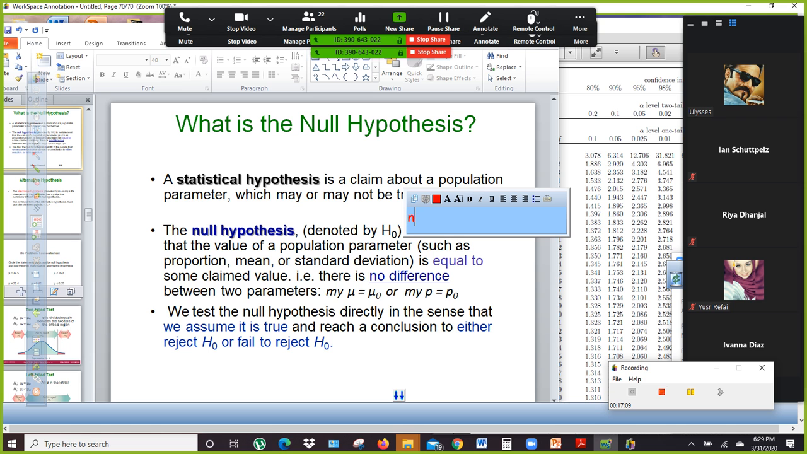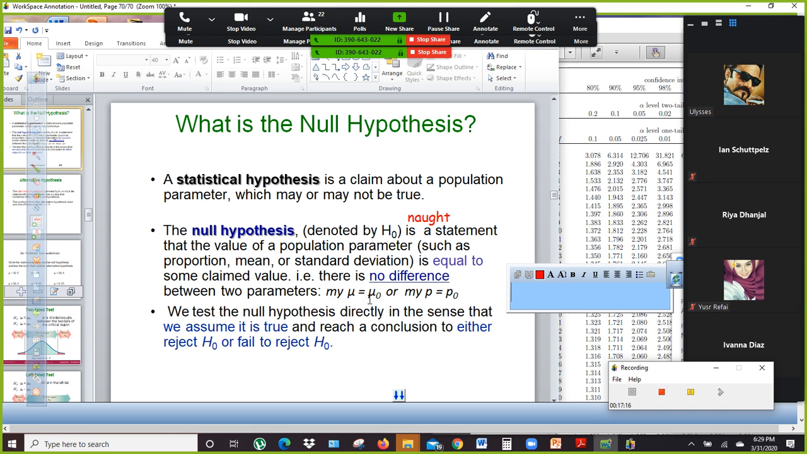It's not spelled N-A-U-G-H-T like the other word. Have you guys ever heard the phrase, all is for naught? It's an English phrase that means all is for nothing. So it's an English word that means nothing. So now it's H sub nothing, H sub 0.